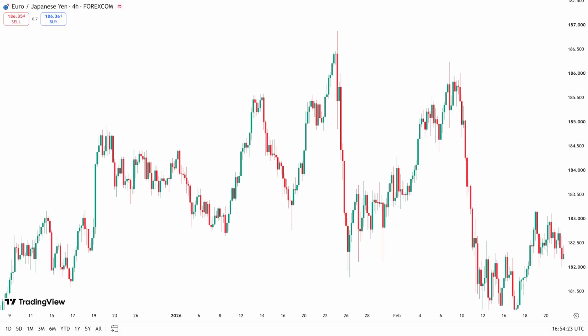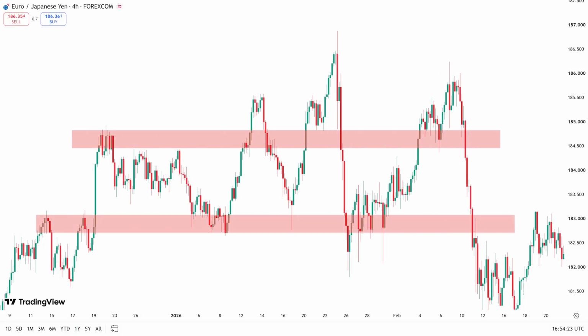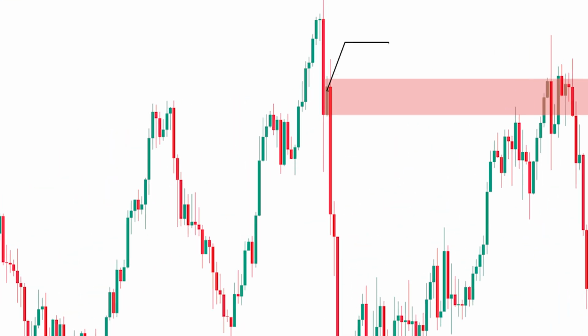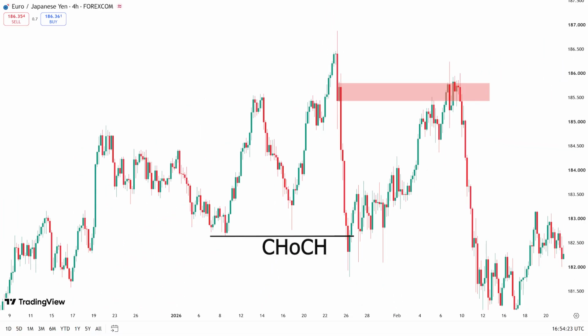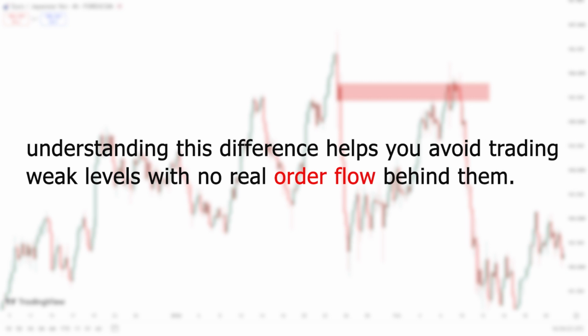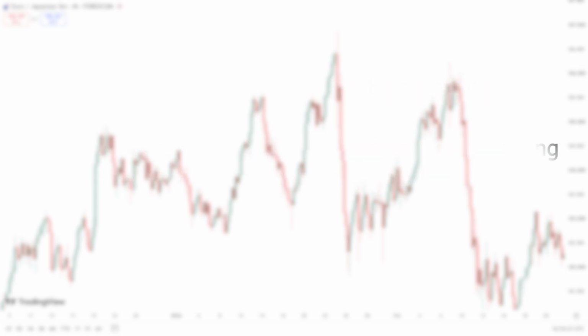The first mistake is assuming that every broken zone becomes a flip zone. A real flip usually happens after price reacts from the original zone and then breaks through it with strength. But if price completely destroys a zone without any clear reaction, that is simply a break of structure, not a valid flip zone. Understanding this difference helps you avoid trading weak levels with no real order flow behind them.